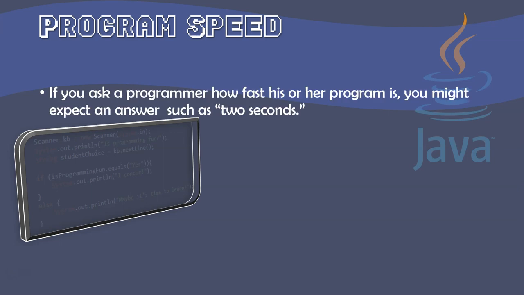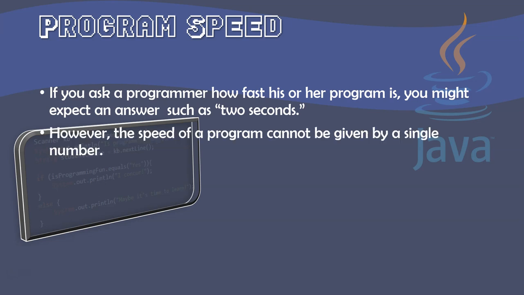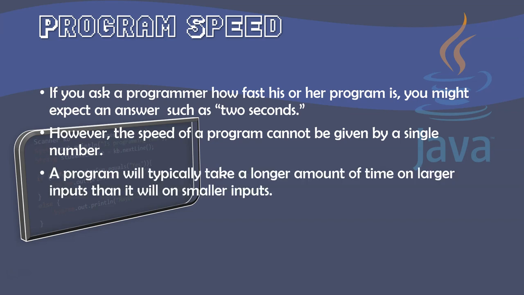If you were to ask a programmer, for example, how fast his or her program is, you might expect an answer that says, it takes 2 seconds to run this code. However, the speed of a program cannot be given by a single number. A program is typically going to take a longer amount of time on larger inputs than on smaller inputs, which makes sense. You have more data to process.